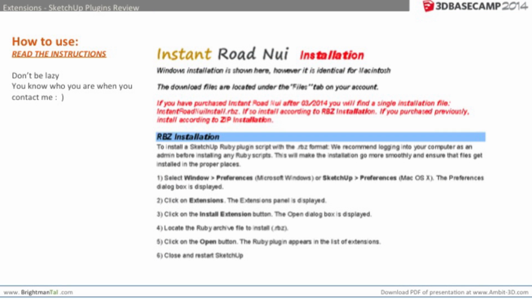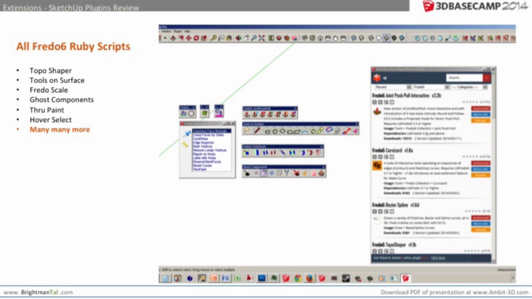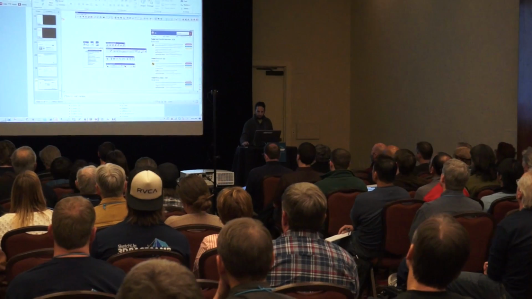So for example, Instant Road New, which is a really complicated script with a lot of functions, he has some really good instructions for it. Again, I'm going to mention Fredo6 because I heavily depend on his Ruby scripts. And let's go demo, because that's what I'd rather do.